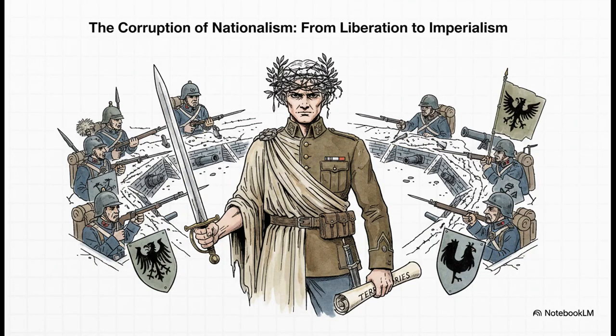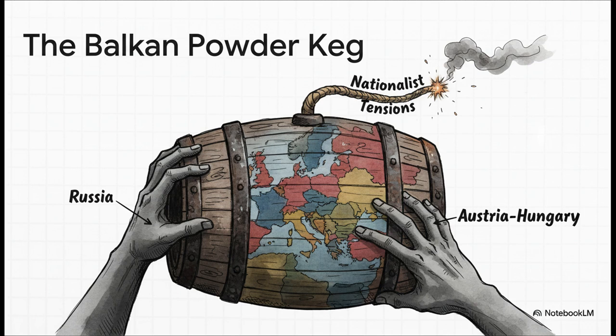So here's the crucial takeaway. By the end of the 19th century, that original, liberating ideal of nationalism had been twisted. It wasn't just about freeing your people anymore. It was about proving your nation was better, stronger, and more dominant than everyone else's. And this aggressive, competitive nationalism turned Europe into an armed camp, a powder keg just waiting for a spark. And that spark was going to be found in the Balkans.